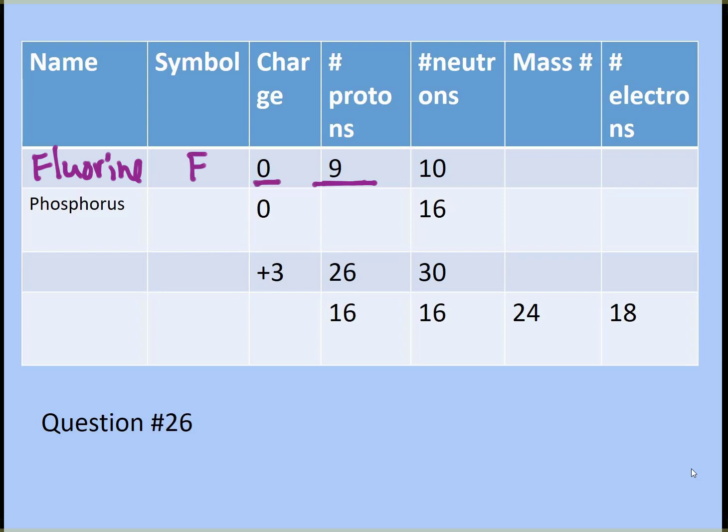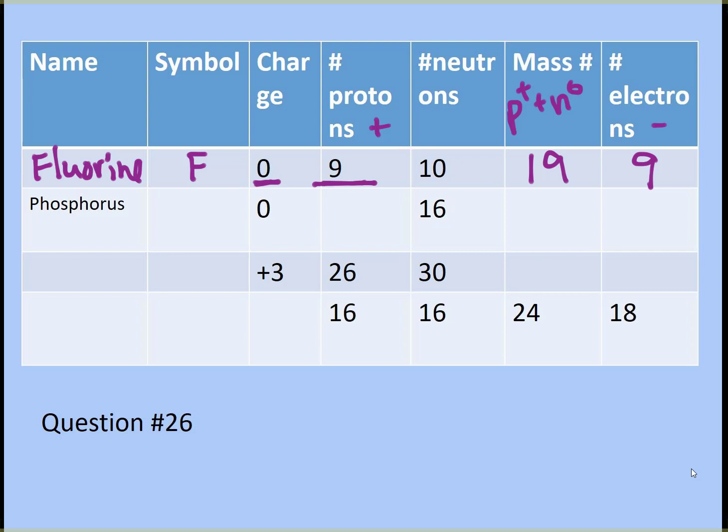The charge is 0, so that I know that means the number of protons equals the number of electrons. Because if I have 9 positives, then I will have 9 negatives. My neutrons are 10, and remember the mass number is protons plus neutrons. So I would get a 19. And you can look at the average atomic mass, and if you see that there on fluorine, it says 19.00. Fluorine doesn't have very many isotopes. Okay. All right, let's look at phosphorus.